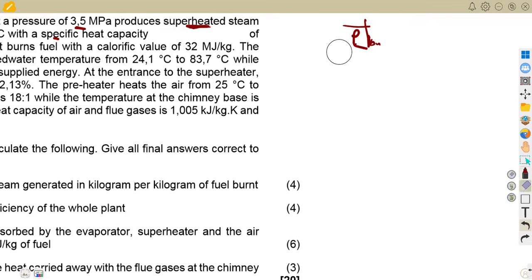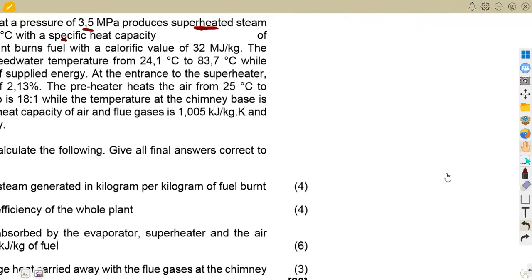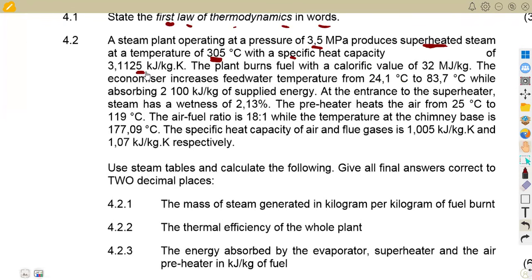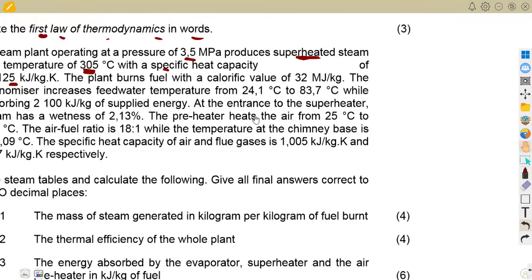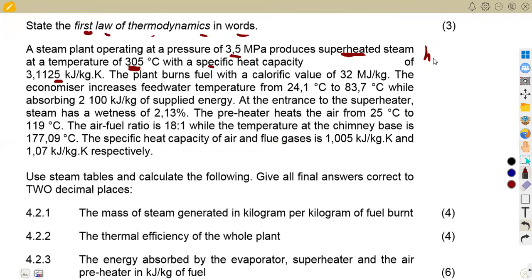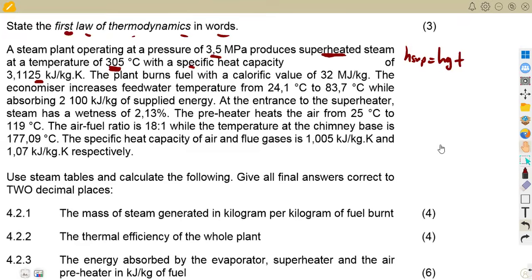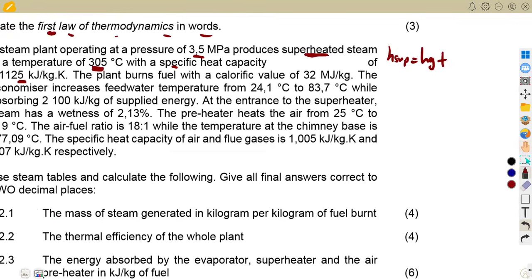But the moment they give you the specific heat capacity of the superheated steam, it means they are expecting you to find your h superheated from the formula: hg plus Cp times (T superheated minus Ts). That's our formula there. Remember these formulas, I talked about them in our N5.